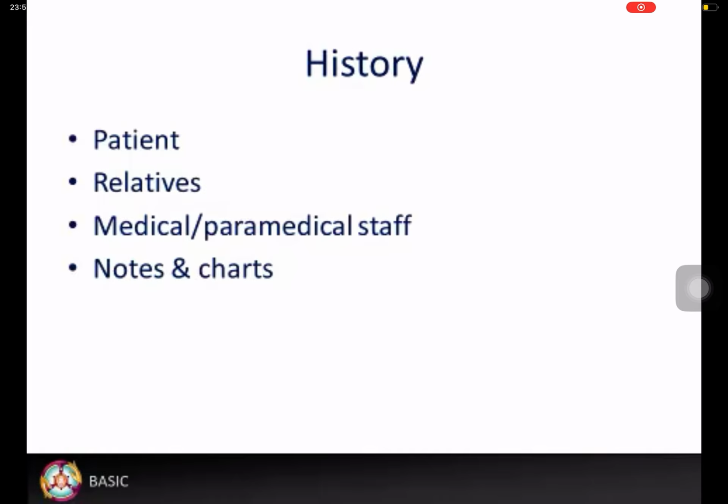Seriously ill patients are often unable to give a history, so relatives and staff should be interviewed as well. Notes and charts should be read carefully, as often clues are present in the notes, but their significance was not understood by the person handing over to you.